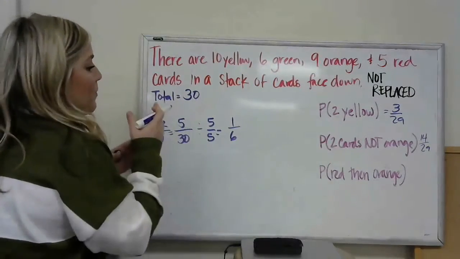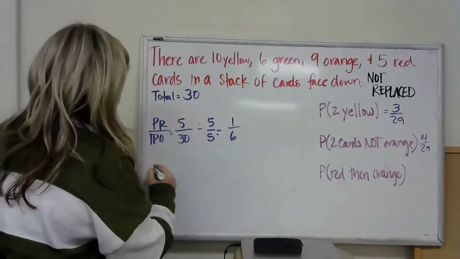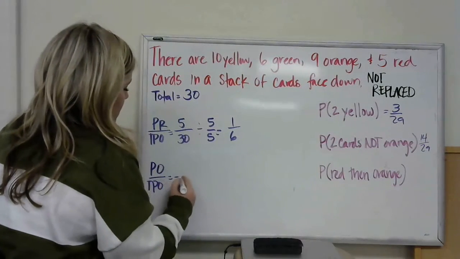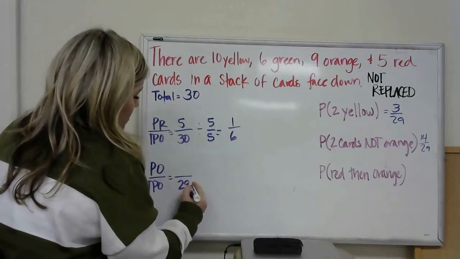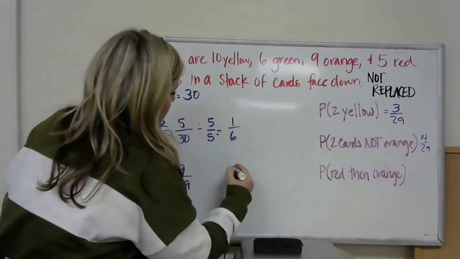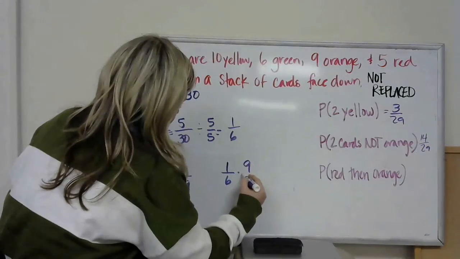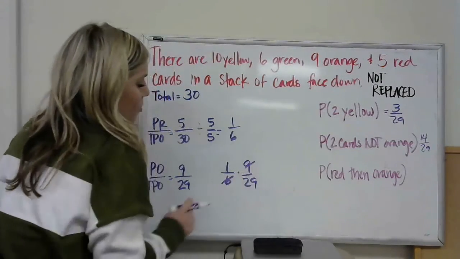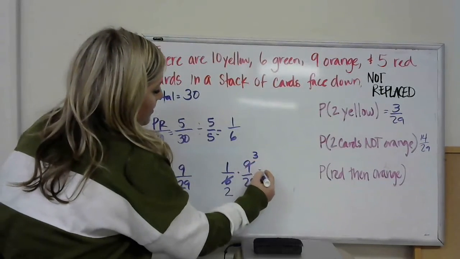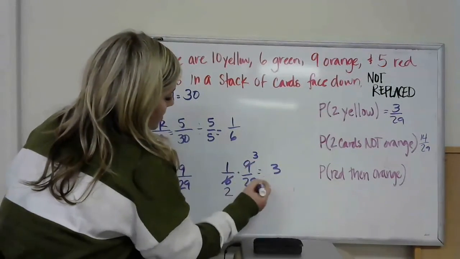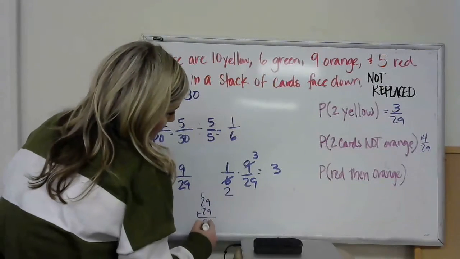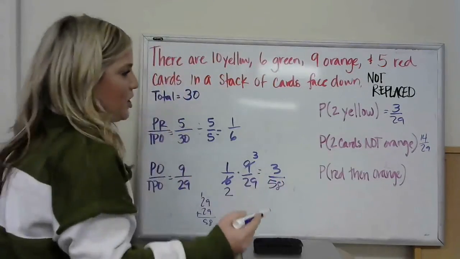Now, we didn't put that card back in. And now we're looking to know the probability of orange over total possible outcomes. We have 29 total possible outcomes now, and we have 9 orange. So now we need to multiply 1/6 times 9 over 29. Now, I can cross reduce these two. I can divide them both by 3. That'll be 2, and this will be 3, which is 1 times 3 is 3. And then 29 times 2 is 58. 3 out of 58 chance.